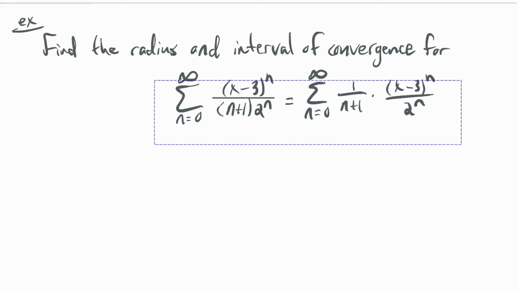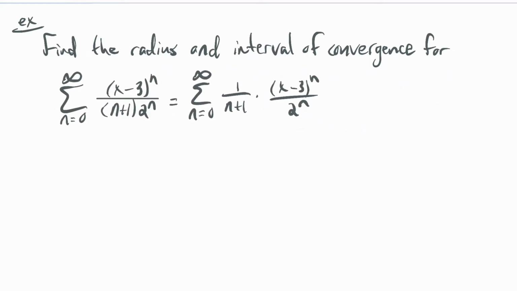In fact, let's do this, save myself some room. And this equals the sum as n goes from 0 to infinity of 1 over n plus 1 times (x minus 3 over 2) to the n power. Okay. So potentially we could use the root test, I suppose, because of this exponent, but I think it would be better to use the ratio test again.